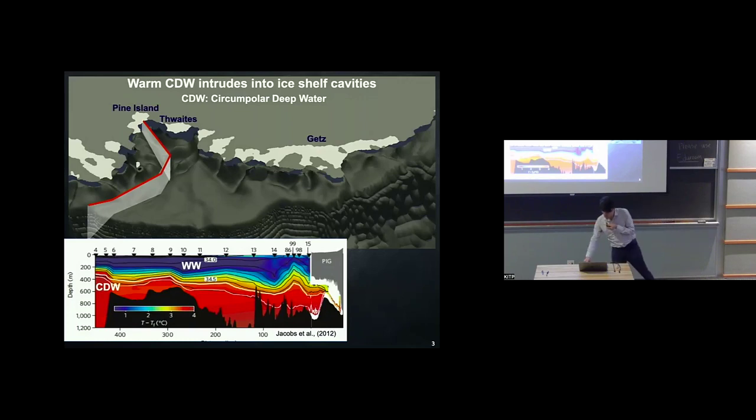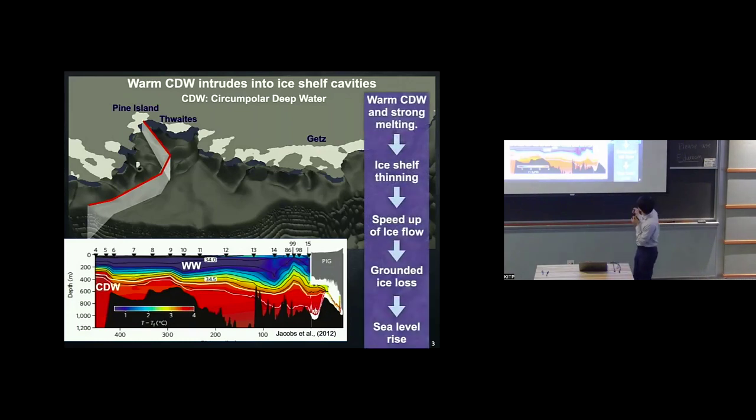So the reason why we are seeing ice loss is because this warm water is melting the ice shelf, and the ice shelf is getting thinner. And a thinner ice shelf means less buttressing. So the ice is actually in the trough, right? So if you have the thinner ice shelf, that will speed up the ice flow due to the lack of buttressing or reduced buttressing, leading to grounded ice loss and sea level rise. So that's why oceanographers care about why this warm circumpolar deep water, this warm water, is flowing towards the ice.